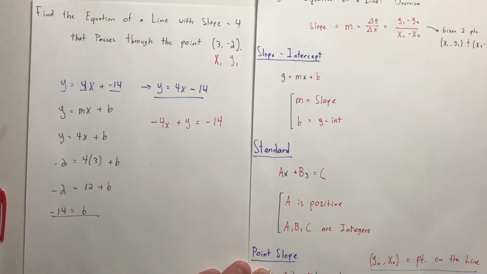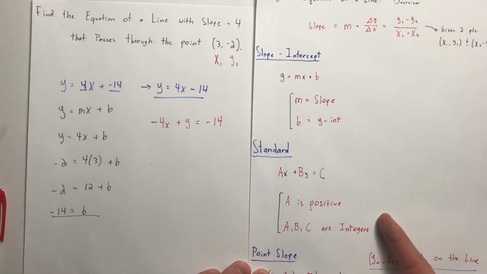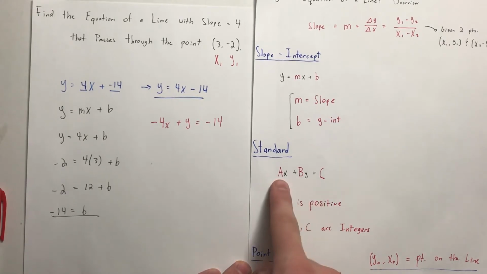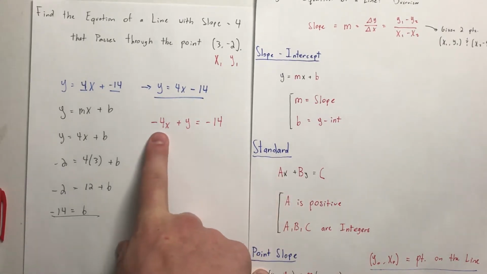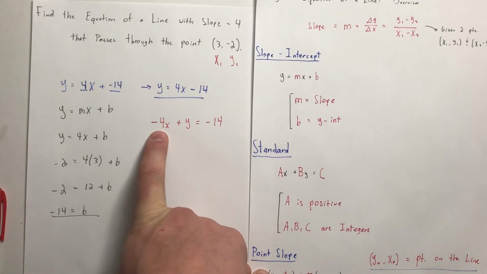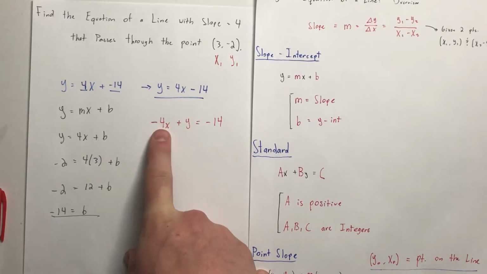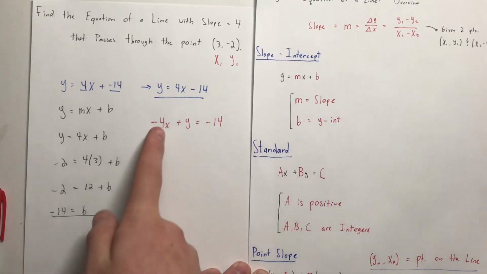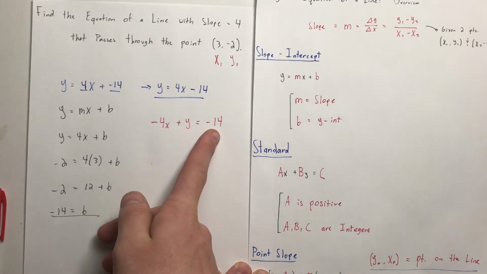The last thing to do with standard form is check our set of rules and make sure that we're following those. So a has to be positive. a is the term in front of the x. So our a here is actually going to be negative 4. So a in this case is not positive, so we need to get rid of this negative. A, B, and C also have to be integers. It looks like in this example they are all integers. We have negative 4, 1, and negative 14.